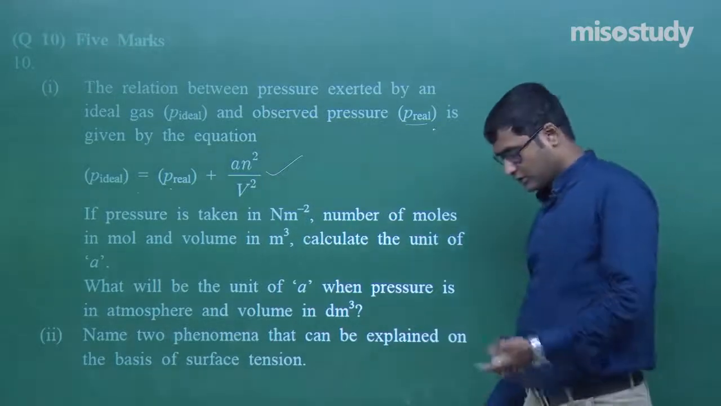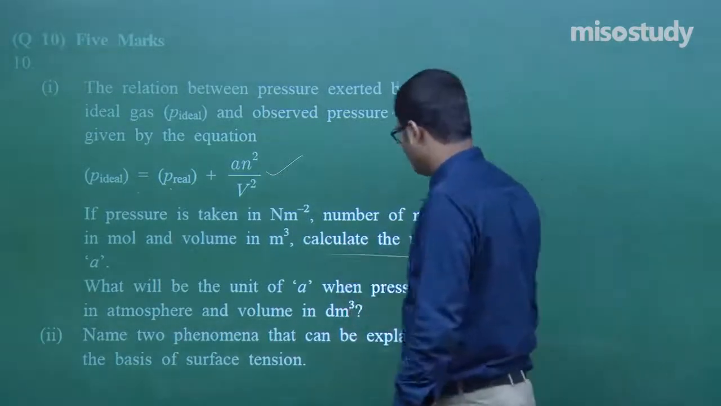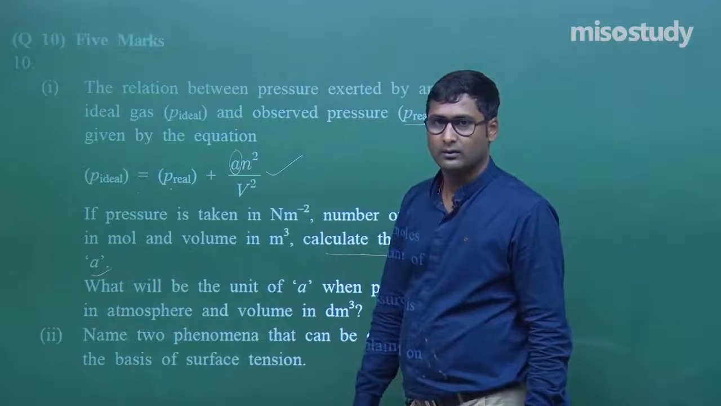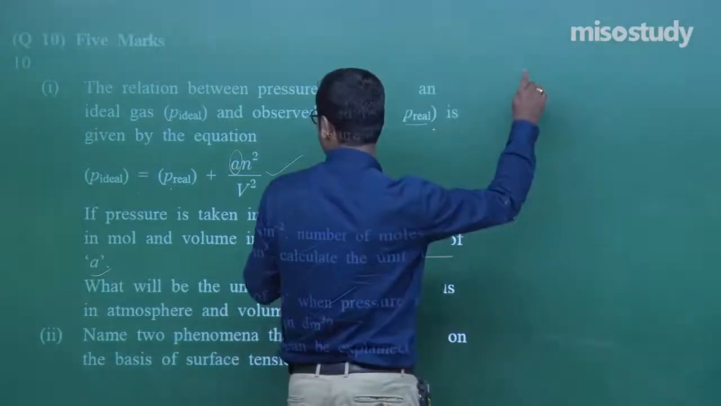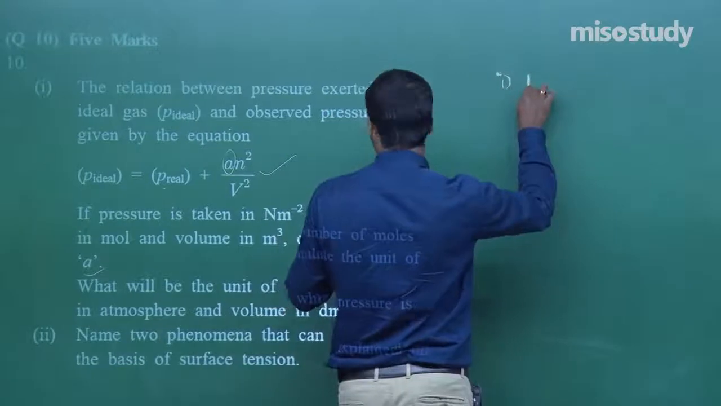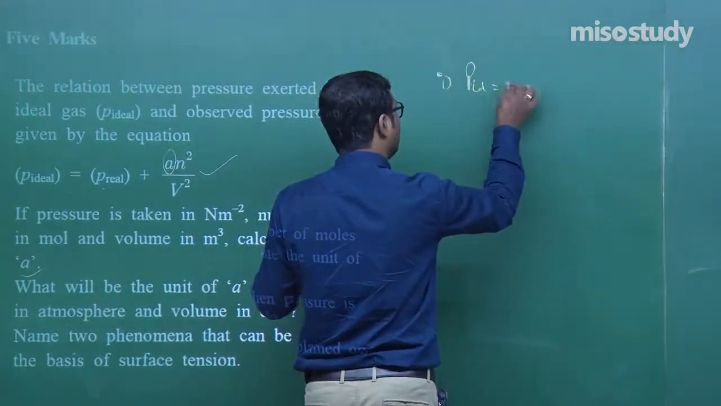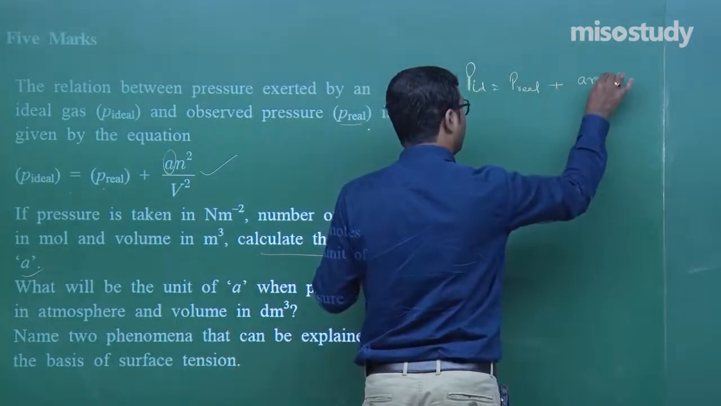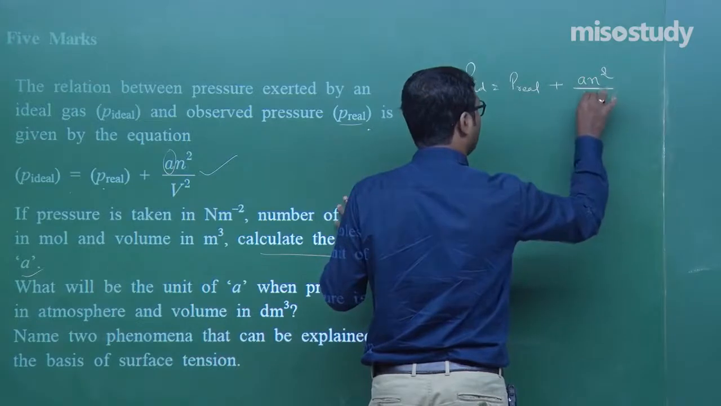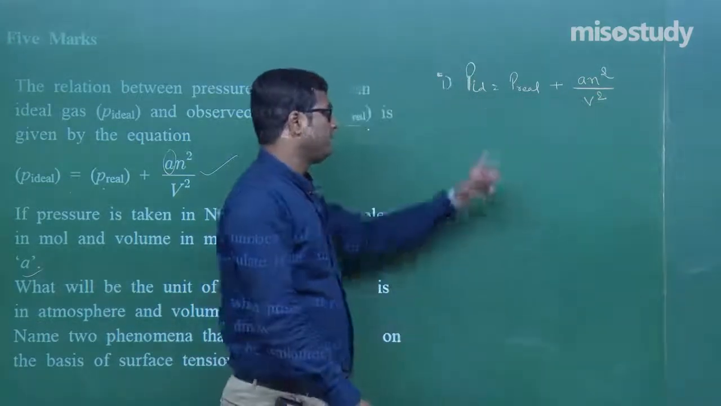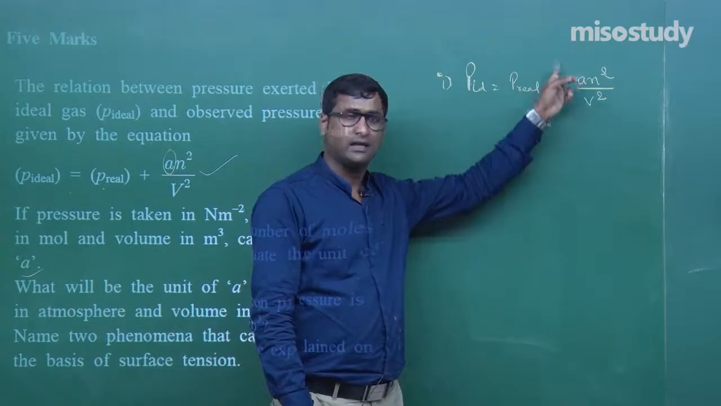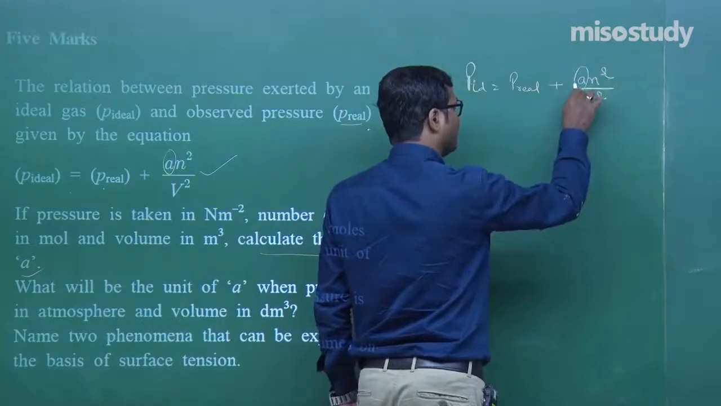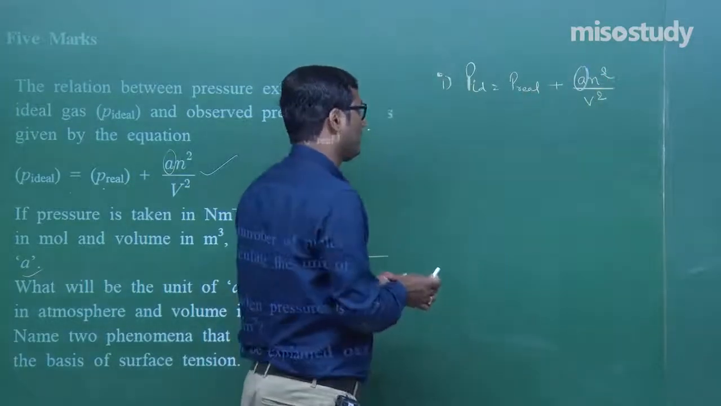I think you have got the question. What we need to find? We need to find the unit of a, my friend. Okay, now what to do? I am moving here, check it out. We know P ideal is equal to P real plus a n square upon V square. That is, we need to find this one, a. Okay, what to do?